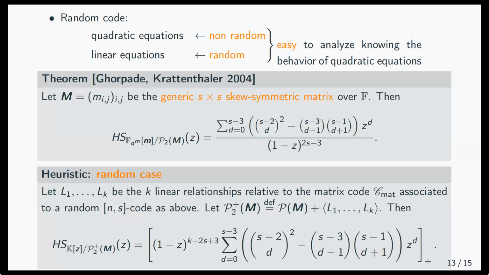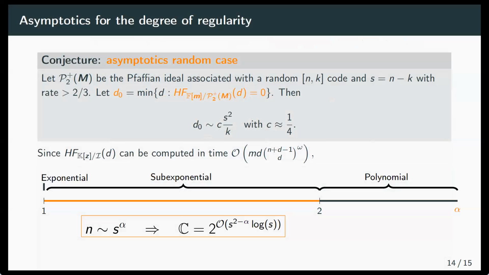But okay, why do we care about the Hilbert series in the random case? Well, because this gives us a distinguisher in the following way. If we define d0 as the minimum value at which the Hilbert function becomes zero in the random case, then it is enough to compute the Hilbert function at d0 to have a distinguisher. Because if it evaluates to zero, then it means that it comes from a random code. If instead it is strictly positive, then with high probability it will come from an alternant or a Goppa code.